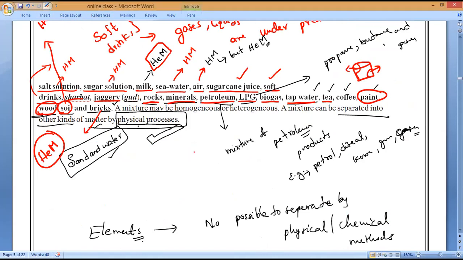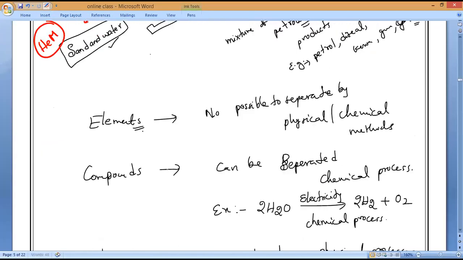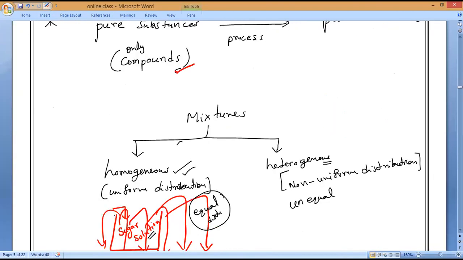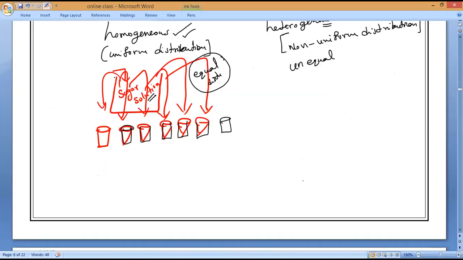This is what you have to understand: examples of homogeneous and examples of heterogeneous mixtures. Hope everybody is clear now. What is homogeneous and what is heterogeneous? Try to answer, guys. Now, let us take a heterogeneous mixture.